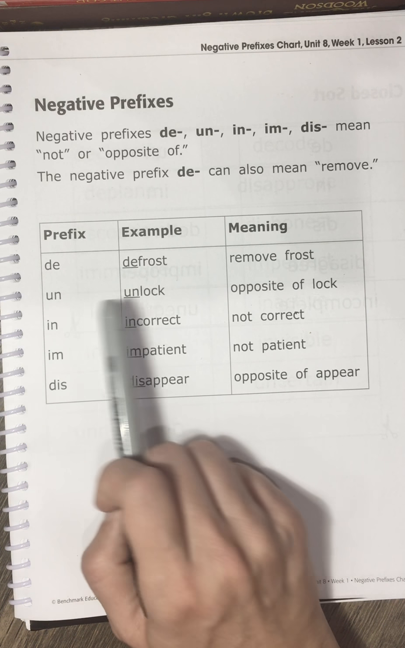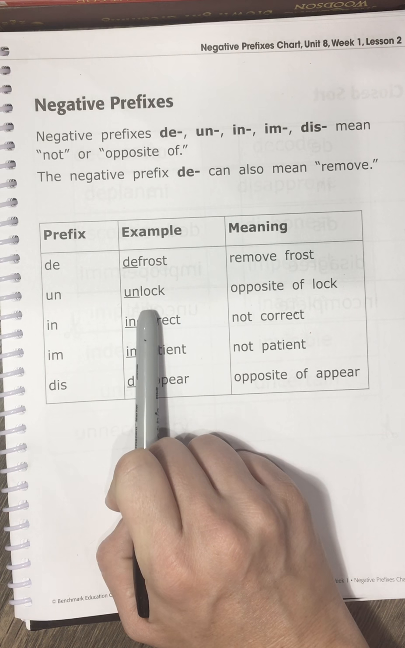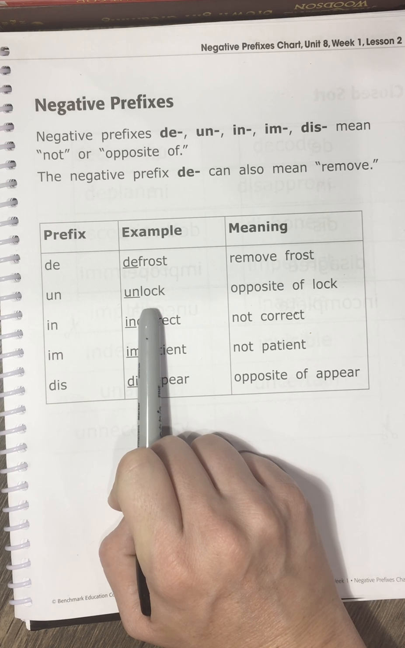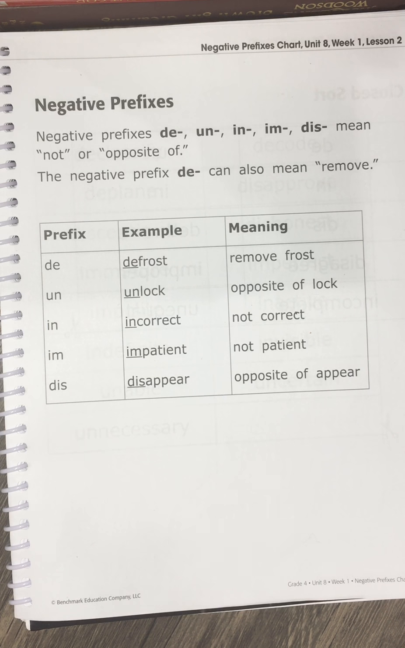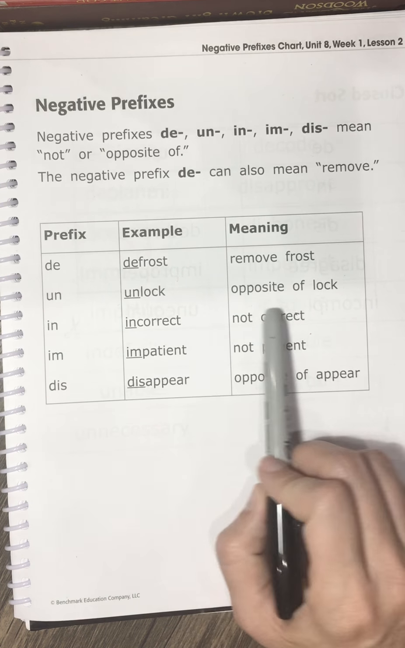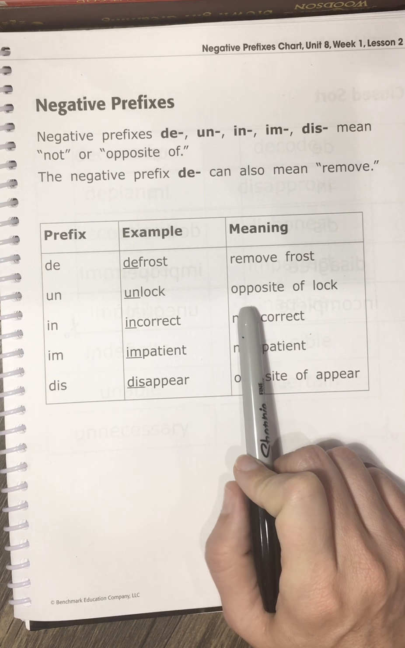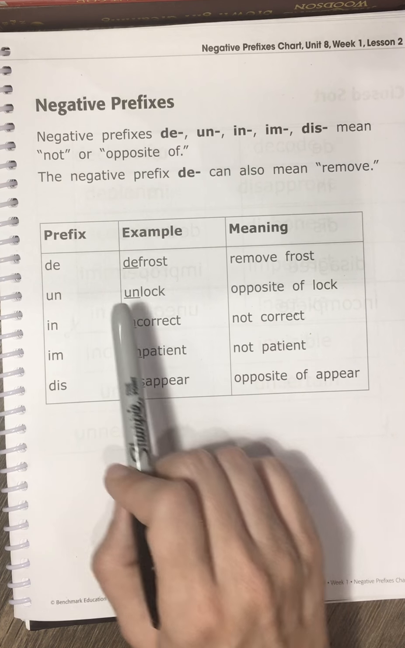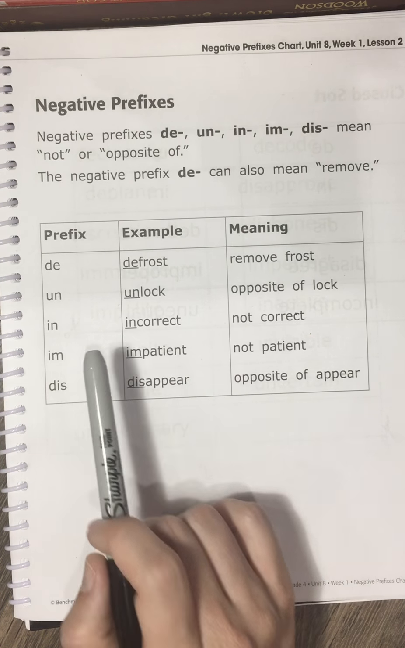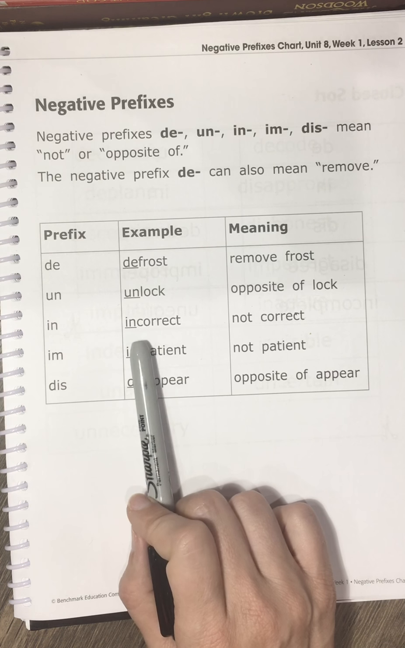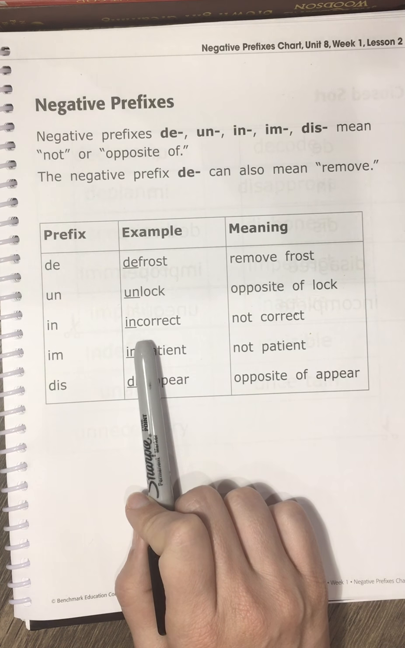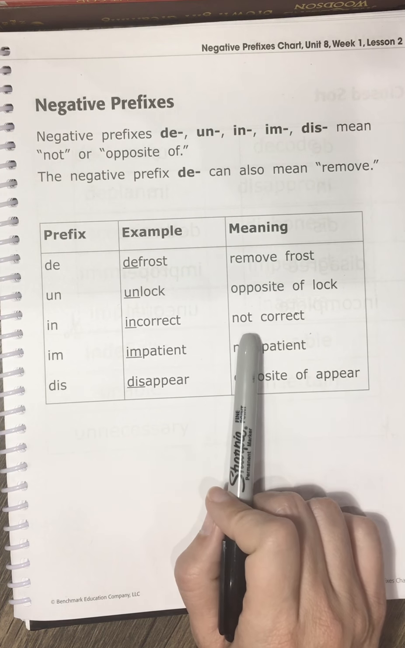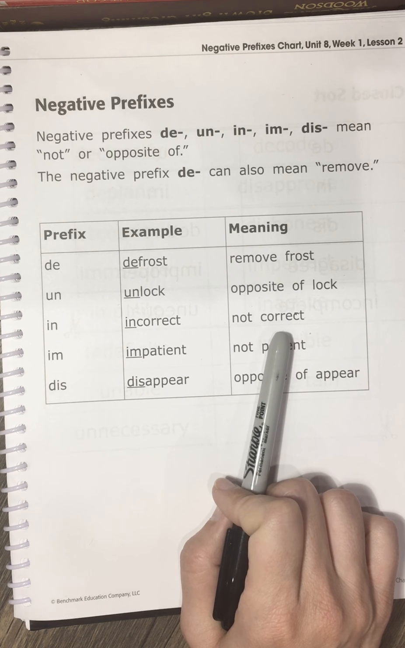For the prefix un, we have unlock as our example word. So if you lock something, that means that you are containing it, so you can't get to it unless you have a key. If you unlock it, that's the opposite of locked. So you'll probably use a key or a password or something like that to unlock it. That means it's the opposite of lock, so it's unlocked. For the prefix in, our example word is incorrect. So if you have the question 2 plus 2 and you say that the answer is 5, that would be incorrect or not correct, because we know that 2 plus 2 is 4, not 5.